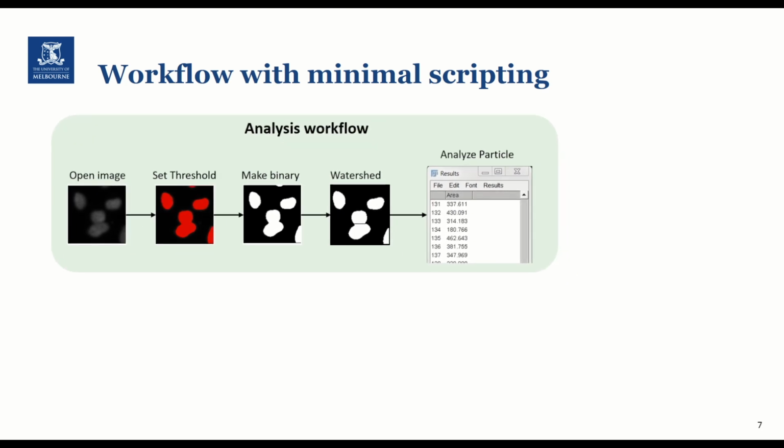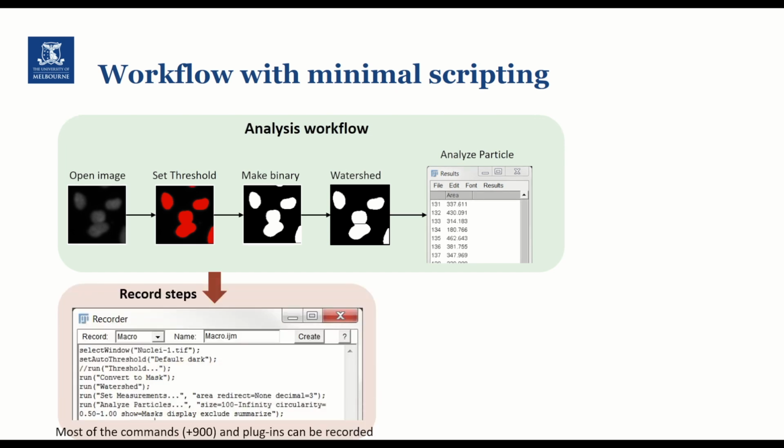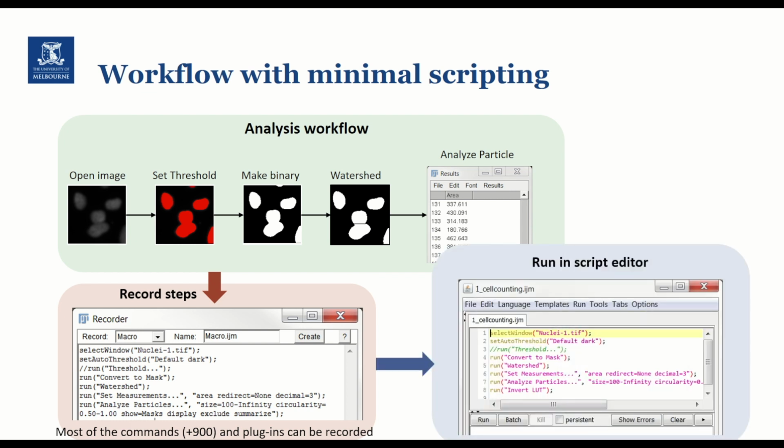So when we have this type of workflow, we can record each step using the macro recorder in ImageJ. Most of the commands and plugins can be recorded in the macro recorder. Then we can run recordings using the script editor in ImageJ, using this run button.